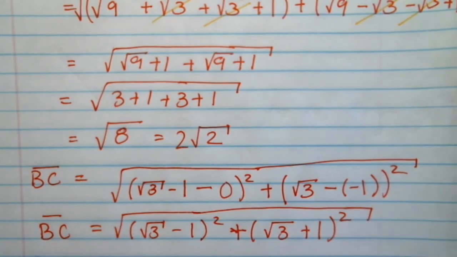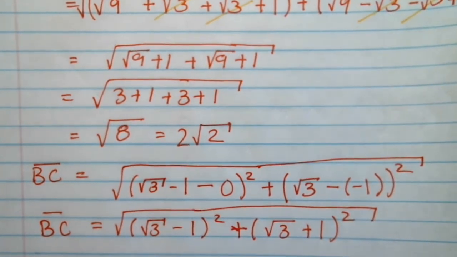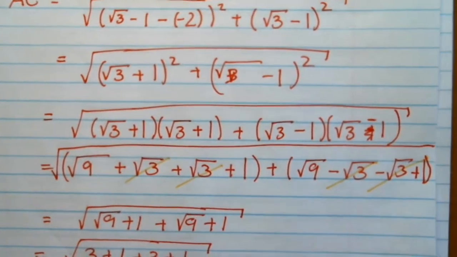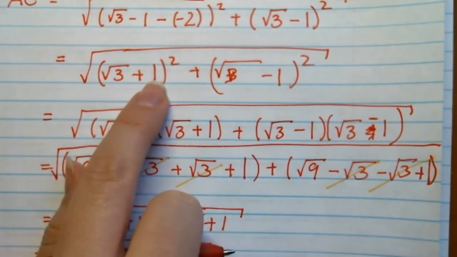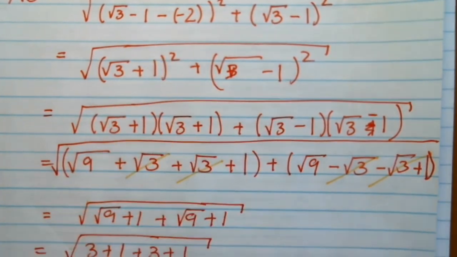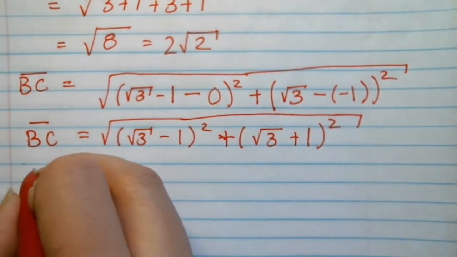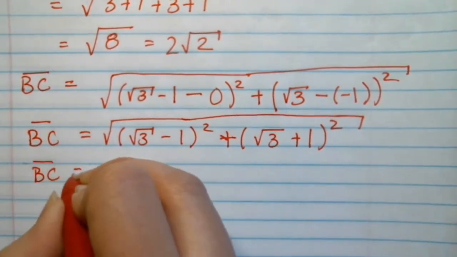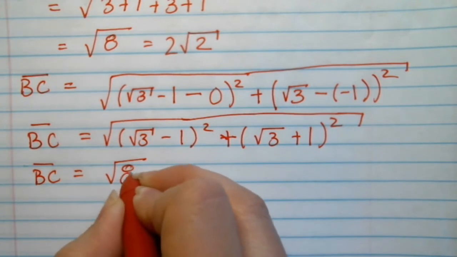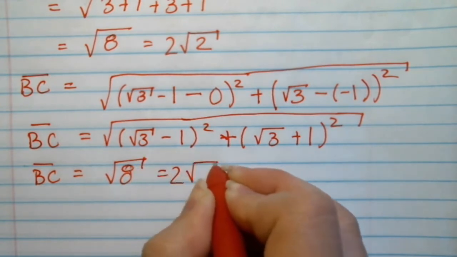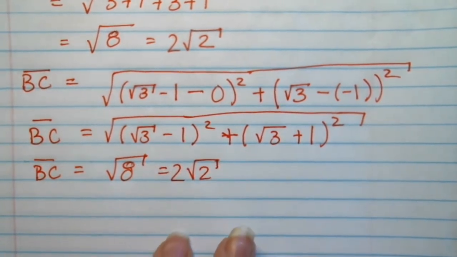Now, if this looks familiar to you, it absolutely should, because this is exactly what we had in the previous example. Root 3 plus 1 squared, root 3 minus 1 squared. So we know from calculating this before that this is going to be exactly root 8 or 2 root 2.